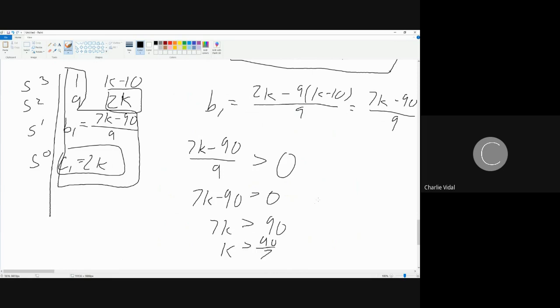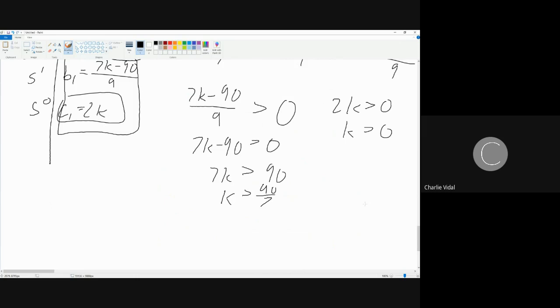Very simple. This next one is even easier. 2k is greater than 0. What do we do? Well, we just divide by 2. That'll give us k is greater than 0. Very nice. So we can determine that the range of k is going to be 0 less than k, which is less than 90 over 7. So k is less than 90 over 7 and k is greater than 0. This is the answer for problem number 1.